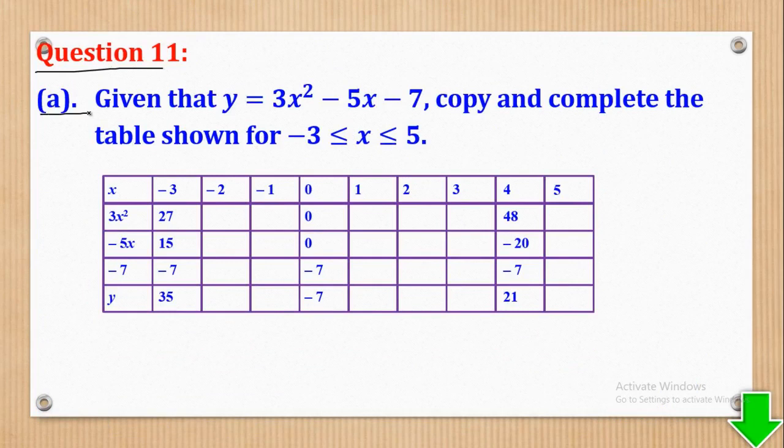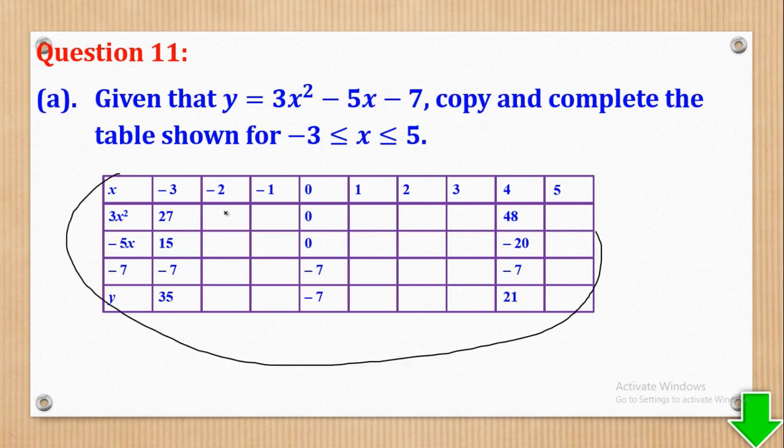11 part A says, given that y is equal to 3x squared minus 5x minus 7, copy and complete the table shown for values of x greater than or equal to negative 3 but less than or equal to 5. So this is the table which is given, and they want us to fill these missing gaps. So let's start with part A.